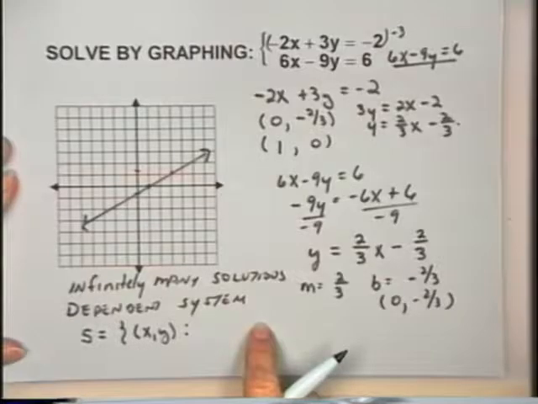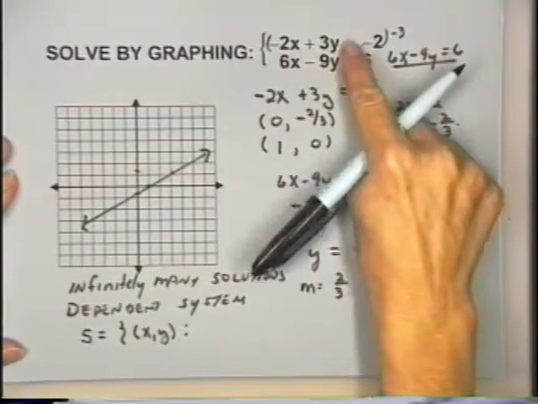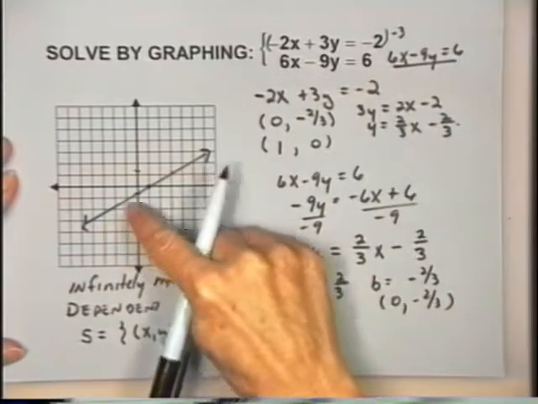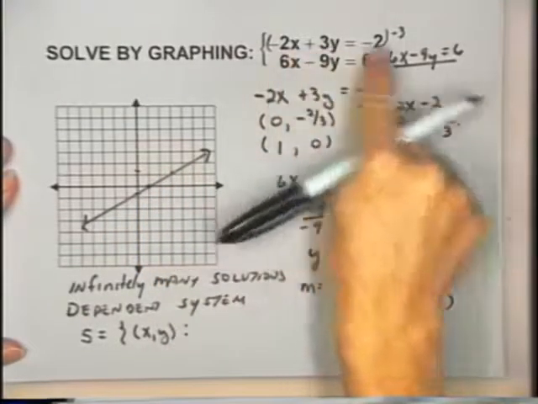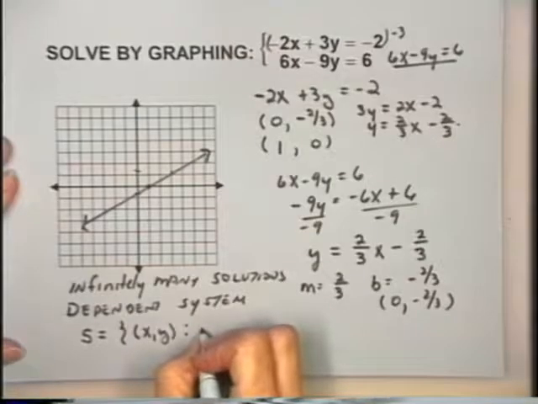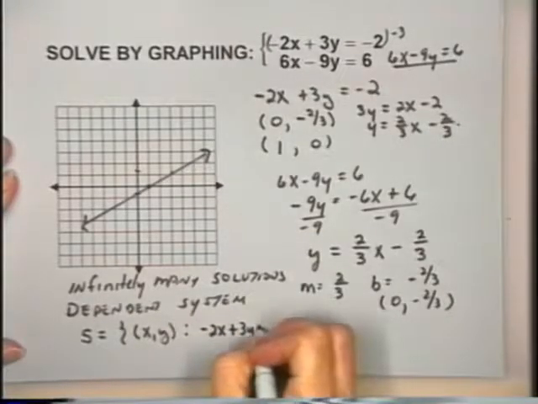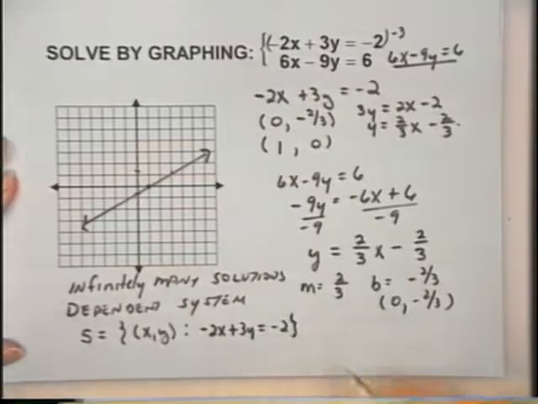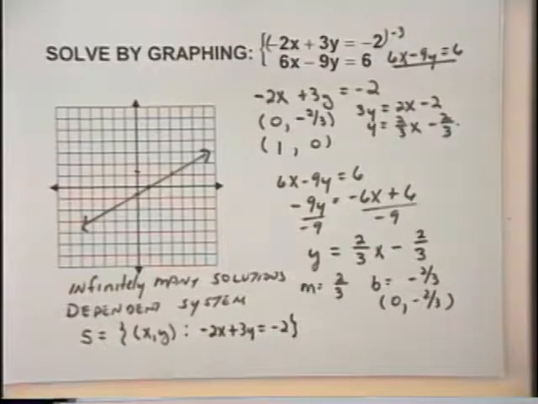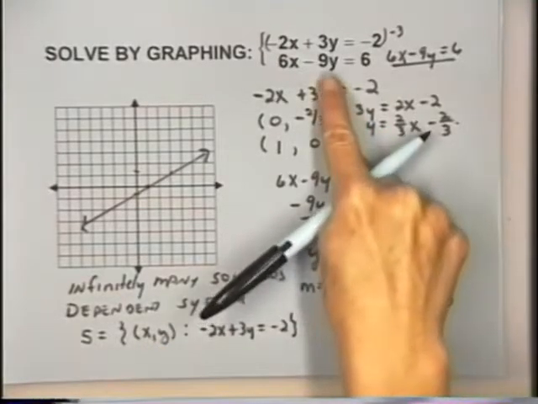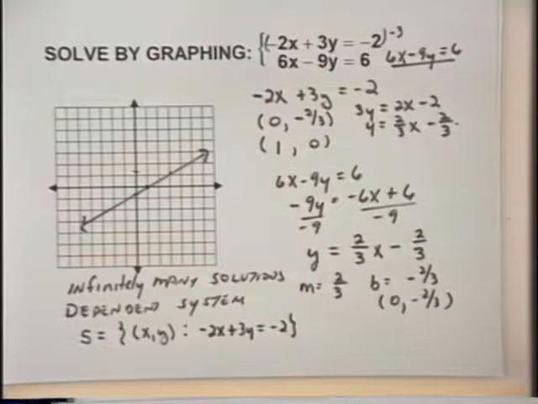Well, what we can give as a rule is either one of these equations, because either of these equations describes the points on this line. So if I choose to use that first equation, I might say such that negative 2x plus 3y is equal to negative 2. By this we're saying any ordered pair that satisfies this equation will automatically also satisfy this equation, and therefore we have all those infinitely many solutions.